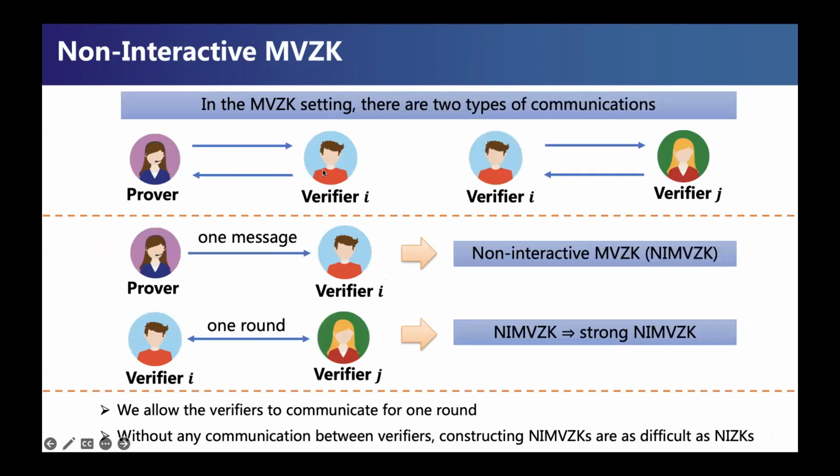In the NVZK setting, there are two types of communication. One is between the prover and the verifiers. The other is among different verifiers. If the prover only sends one message to every verifier, then the protocol is a non-interactive NVZK, that is NI-NVZK. If there is only one round of communication between verifiers, then it is called a strong NI-NVZK proof. We allow the verifiers to communicate for one round because without any communication between verifiers, constructing NVZKs appears as difficult as constructing NIZKs.